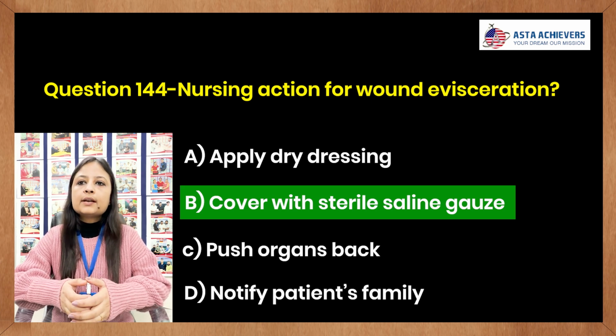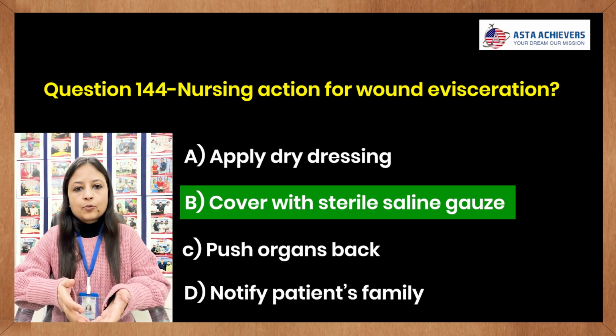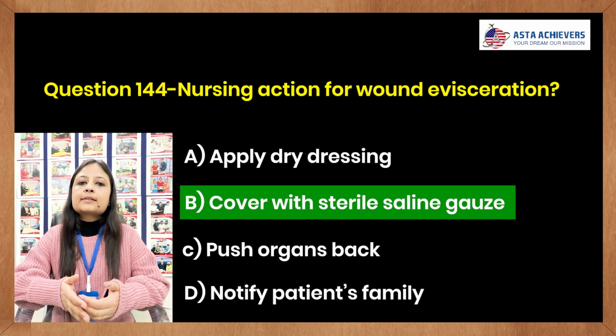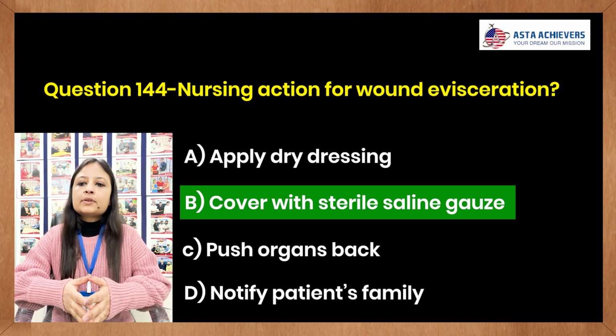So option B, cover with the sterile saline gauze is correct answer, because wound evisceration is a severe medical emergency where the internal organ, typically abdominal, protrudes through a surgical incision that has opened. So it required the immediate surgical repair to prevent from infection and tissue death from drying out.